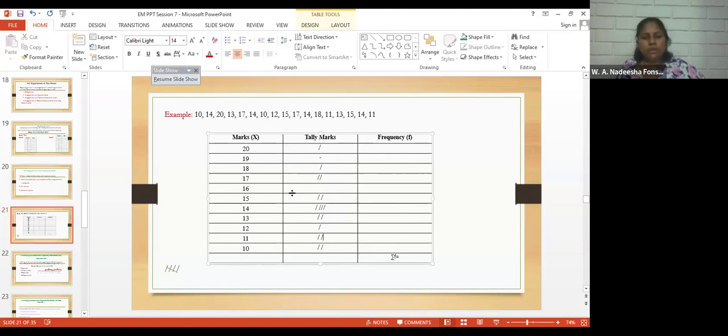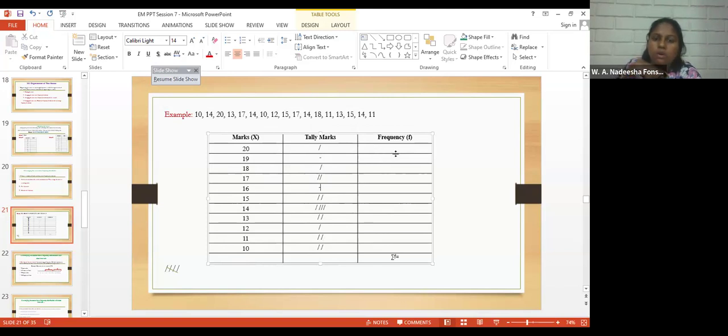Here you can see when we arrange, first we identify the maximum value and minimum value, then we order them, then we put the marks in descending order like this, 20, 19, 18. According to the given data, there is no mark as 19, so leave it. Also 16 here.